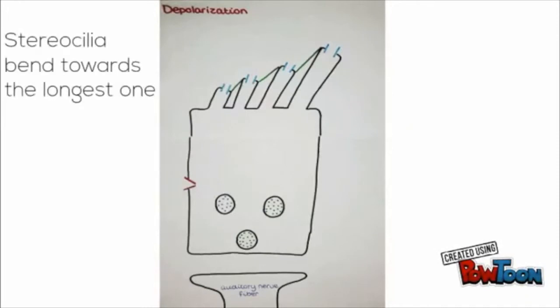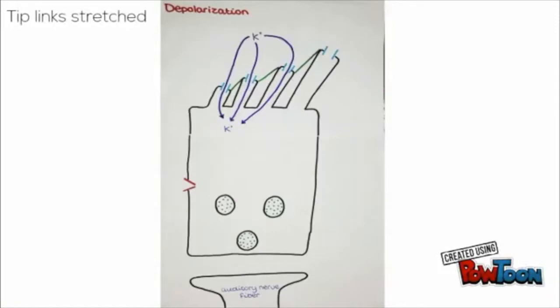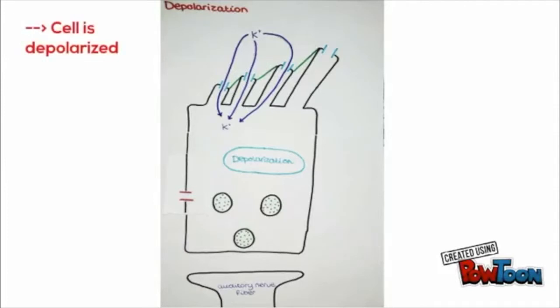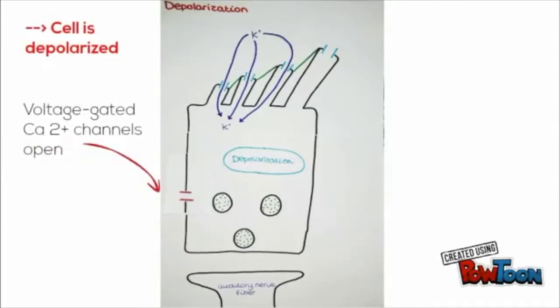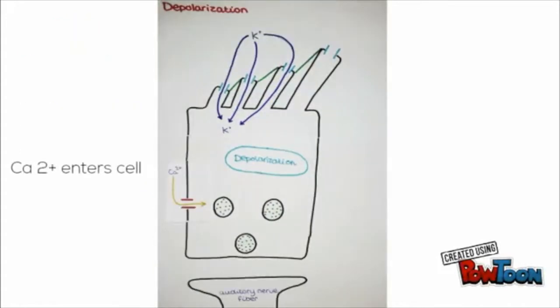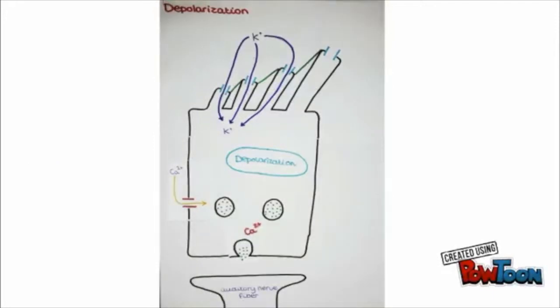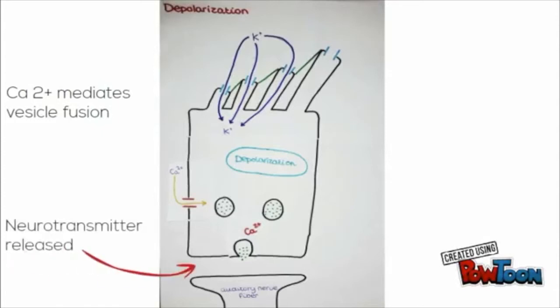When the stereocilia move in the opposite direction, the tip links are stretched out and more potassium channels open. A lot of potassium enters the cell. This depolarizes the hair cell and opens voltage-gated calcium channels. Calcium flows into the cell. Calcium causes vesicle fusion so that the neurotransmitter is released. This neurotransmitter is sensed by the auditory nerve fiber that becomes activated.